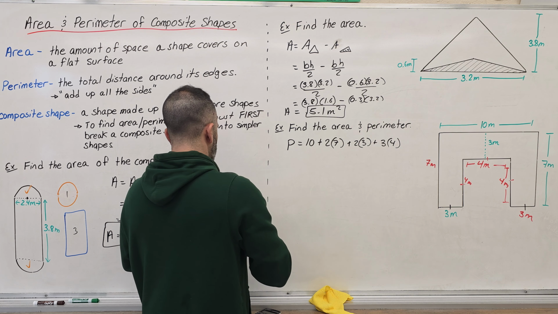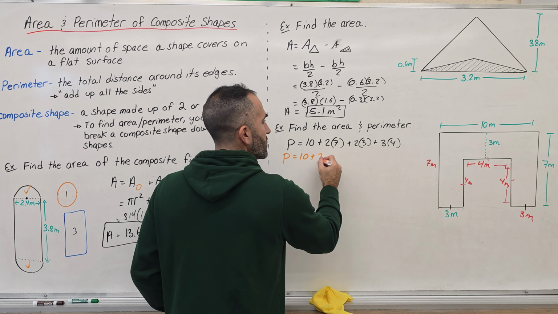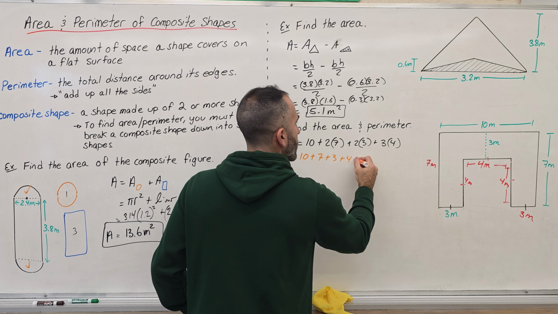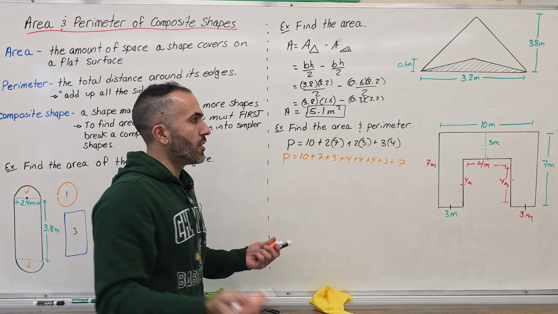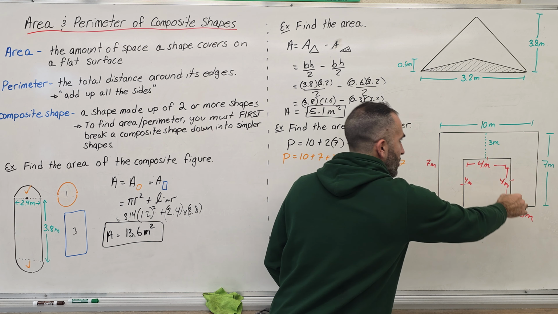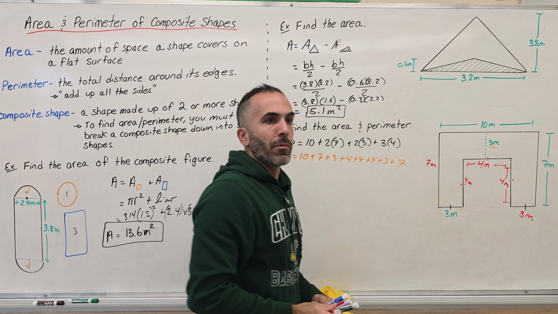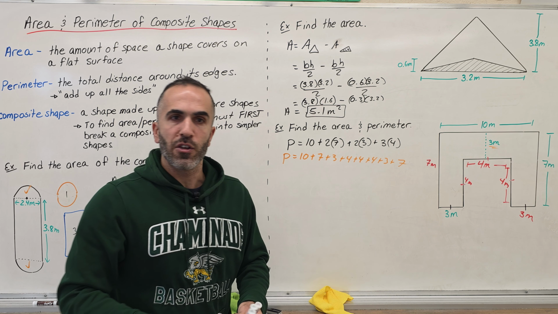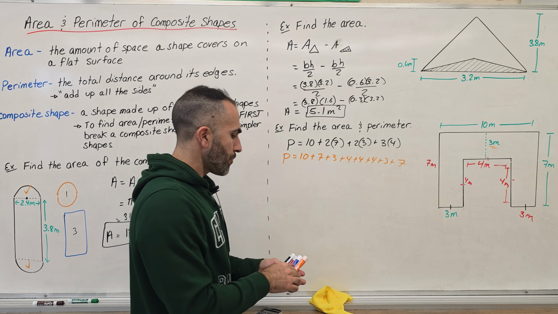If you wanted to do this instead, I'll do it in orange. If you wanted to do that, 10 plus 7 plus 3 plus 4 plus 4 plus 4 plus 3 plus 7. Go ahead. I just went clockwise and added every single number. All right? But I know some of you are going to include that number because there's a number randomly on your page and you think you need it for perimeter, but it's not on the outside of the shape, so you don't need it for perimeter.